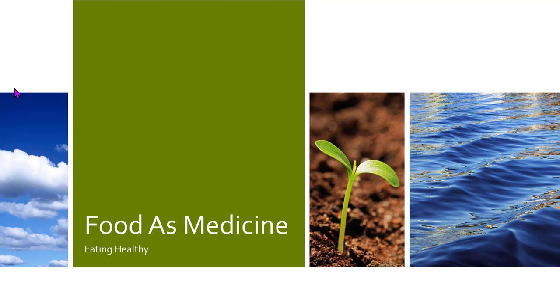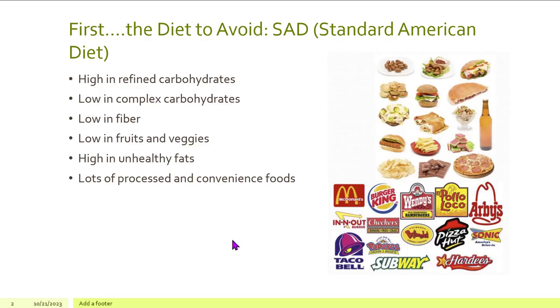So let's talk a little bit about food, in thinking about food as potentially medicine as well as nourishment for our bodies. We won't talk about a lot of different diets because there are so many different diets out there, but I will cover two during our adventure into nutrition. The first one is a diet to avoid. This is the SAD diet, or the standard American diet.